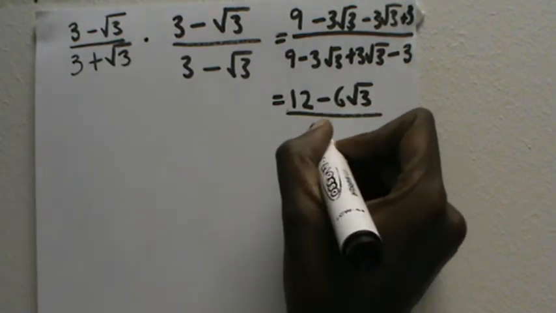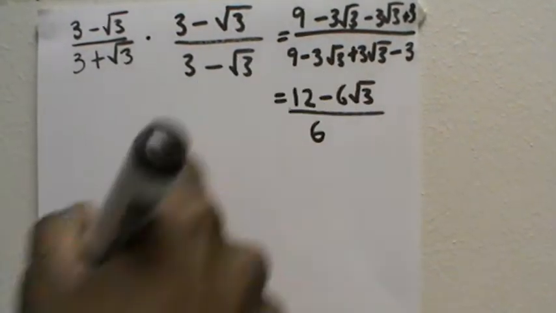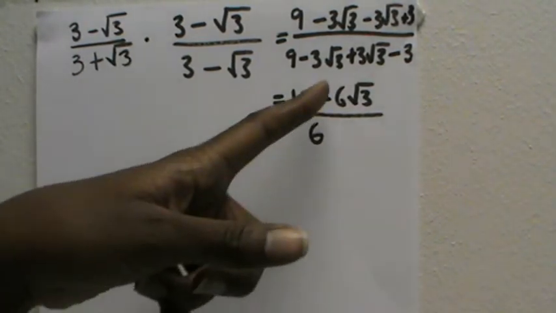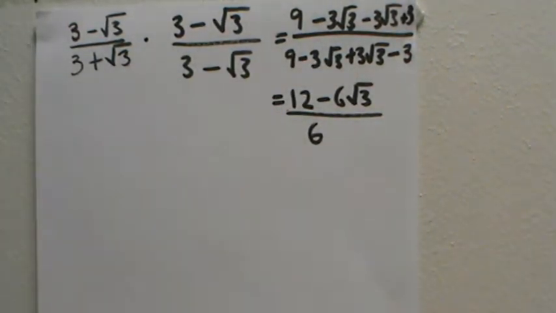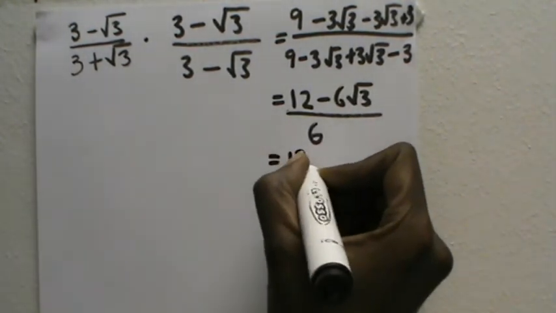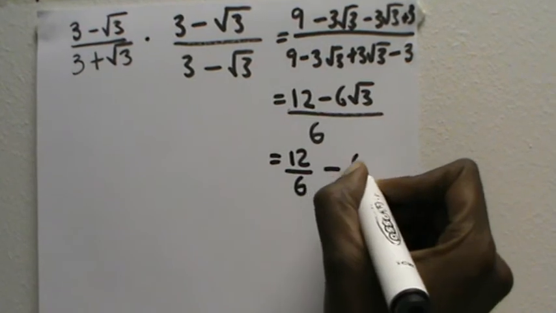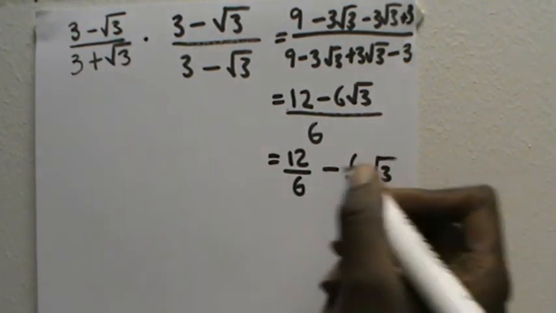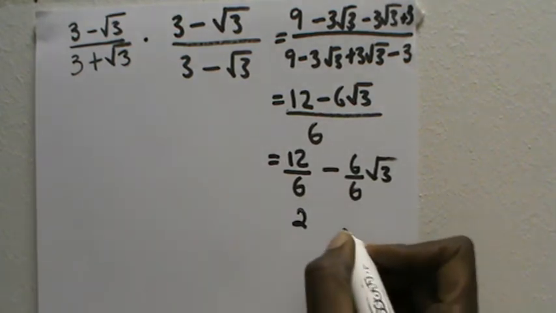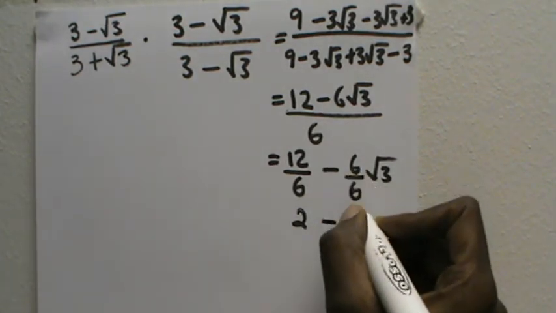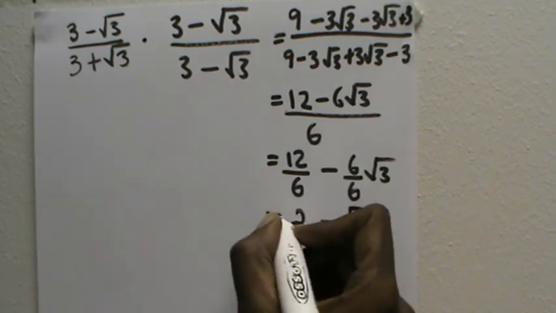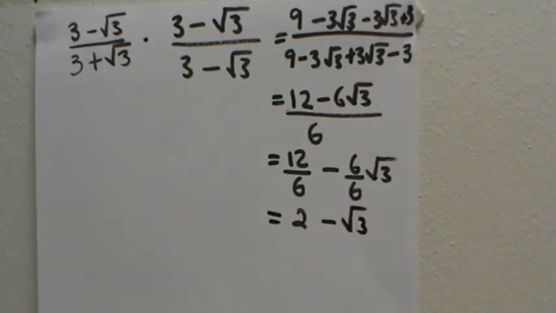I have 6. And then here I have how many root 3's? I'm counting. If I have negative 3 root 3's, and then I add 3 root 3's, how many do I have altogether? I have none left. So I have negative 3, and then I add 3. That should equal 0. So I have this, I just need to simplify it. I can write this as 12 over 6 minus 6 over 6 root 3. 12 over 6 is 2, and 6 over 6 is 1, so my final answer is just equal to 2 minus the square root of 3.